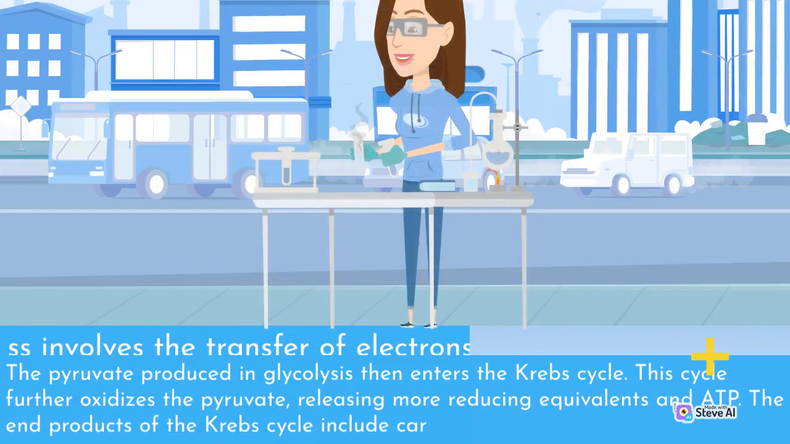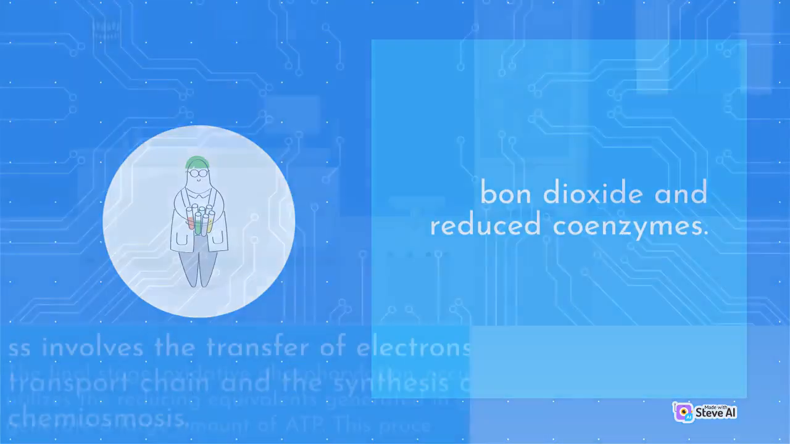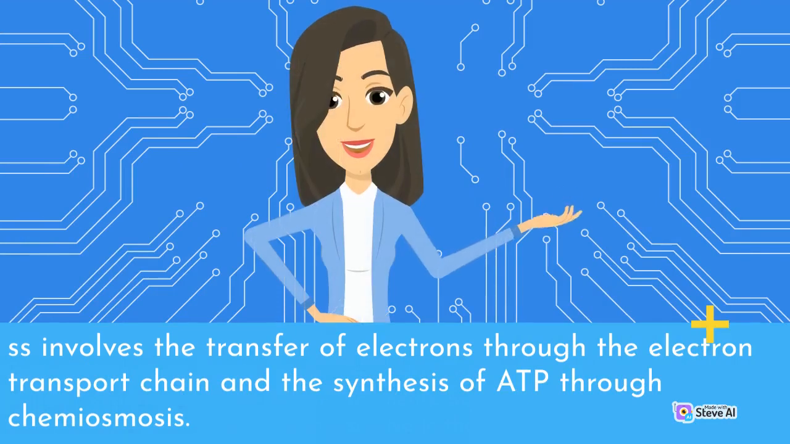The pyruvate produced in glycolysis then enters the Krebs cycle. This cycle further oxidizes the pyruvate, releasing more reducing equivalents and ATP. The end products of the Krebs cycle include carbon dioxide and reduced coenzymes. The final stage, oxidative phosphorylation, occurs in the cell membrane. It utilizes the reducing equivalents generated in glycolysis and the Krebs cycle to generate a large amount of ATP. This process involves the transfer of electrons through the electron transport chain and the synthesis of ATP through chemiosmosis.